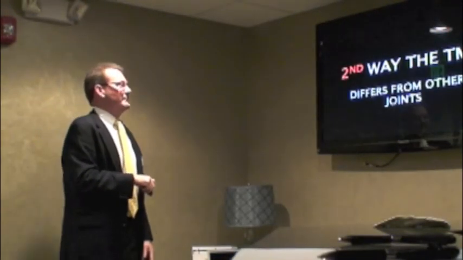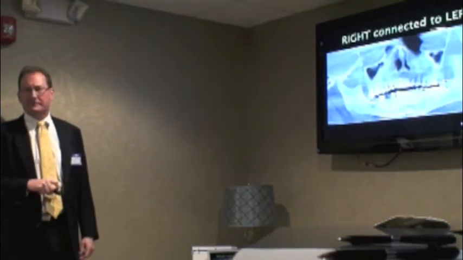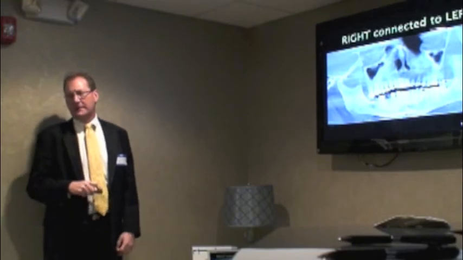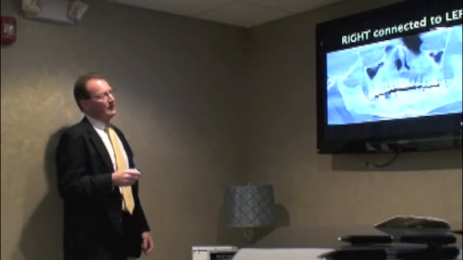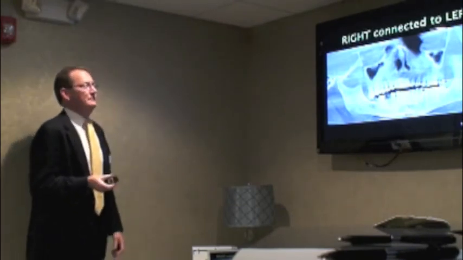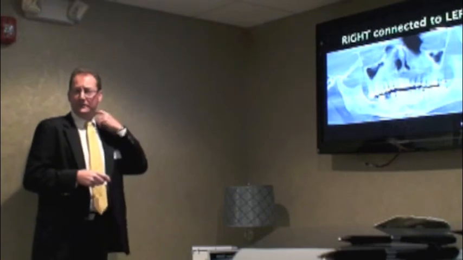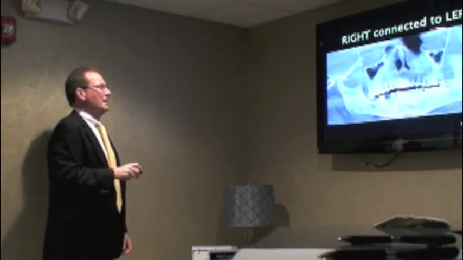The second way the TMJ differs from any other joint in our body is the right side's connected to the left. They're just opposite ends of the same bone. You can't move them independently. So don't think you're going to get through life unscathed with damage in one joint and the other joint's going to be fine. I do see it. We saw it with April. Her right joint's pretty normal, even though the left joint's shot.